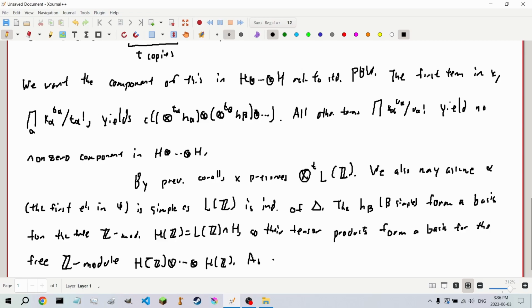As our C times the tensor of T alpha of H alpha and so on lies within this HZ tensor enough copies with HZ, C must be an integer.